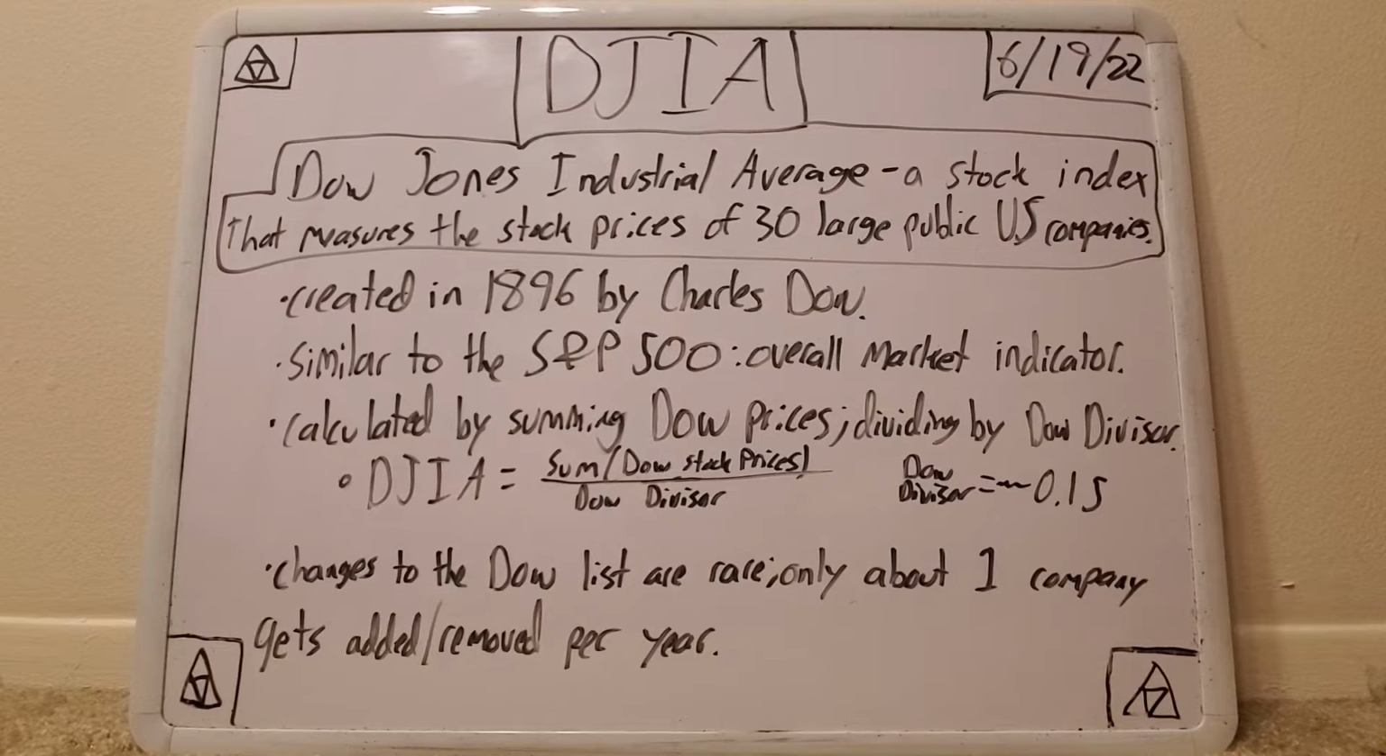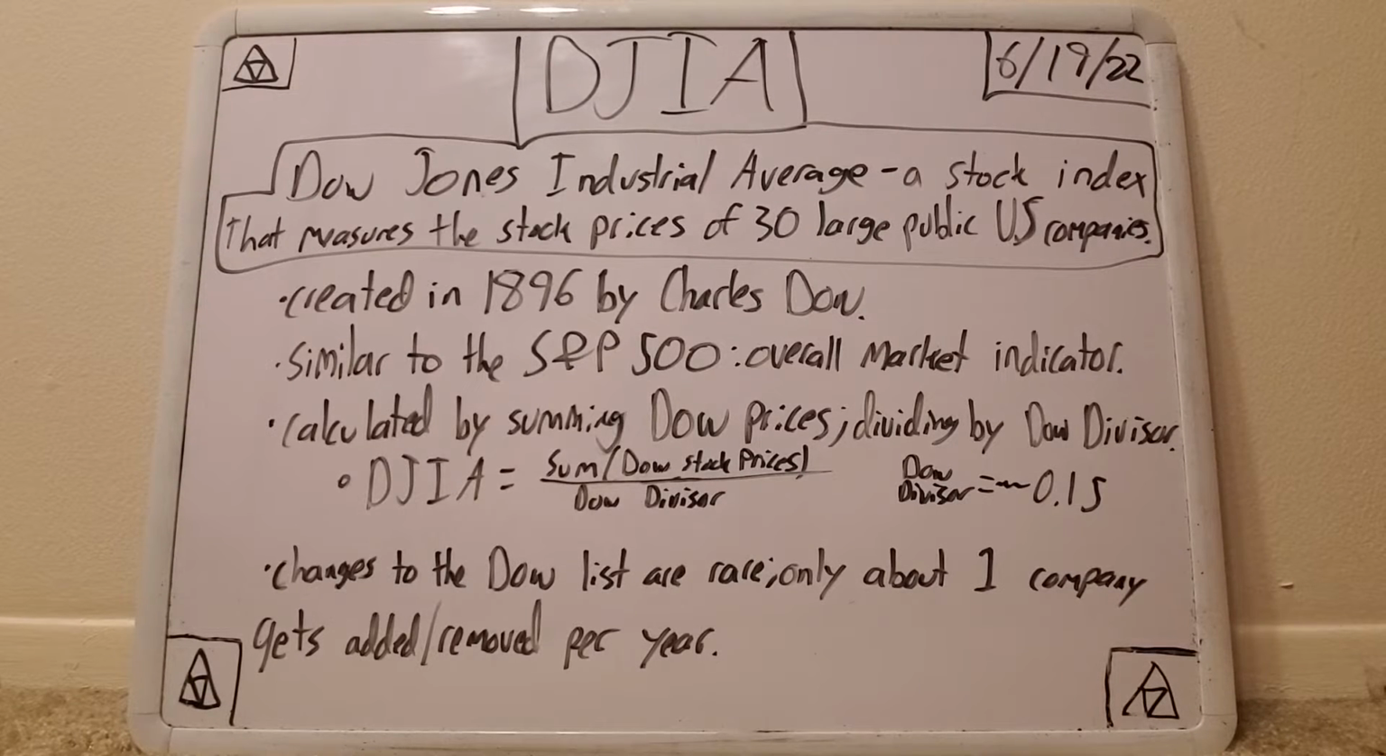Hello everyone, today I'm going to be discussing the Dow Jones Industrial Average. There are a couple different ways to say this. You can say the Dow 30, Dow Jones, anything like that works. A lot of people reference it differently, but basically the Dow is a stock index that measures the stock prices of 30 large US companies.